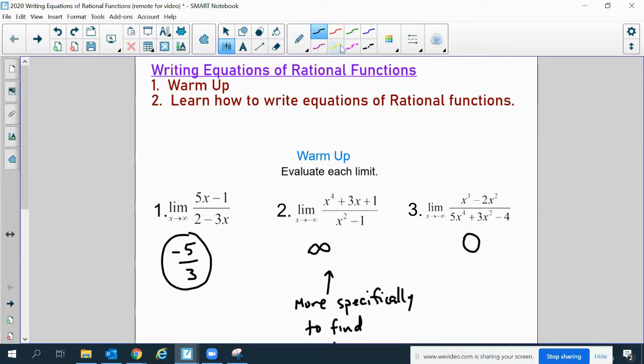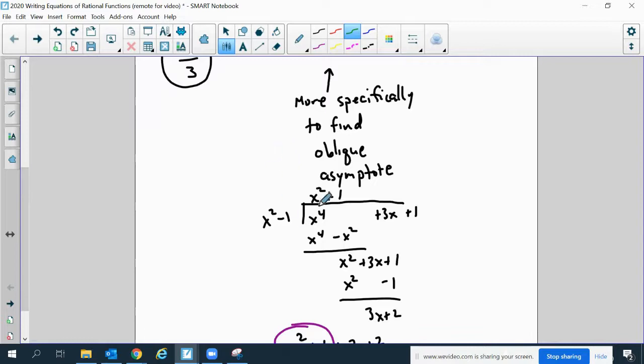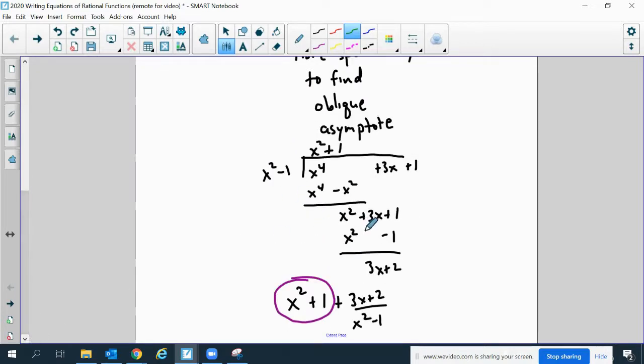So these essentially represent our horizontal asymptotes. So this would be the horizontal asymptote, negative 5/3, to this rational function. This would be y equals 0. And then this one, we would have to do some math in order to find the oblique asymptote. We'd do long division, and we'd end up discovering that y equals x squared plus 1 is our oblique asymptote, and then 3x plus 2 over x squared minus 1 is our remainder.